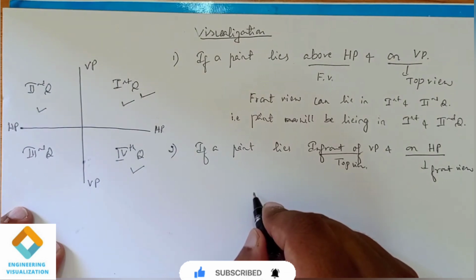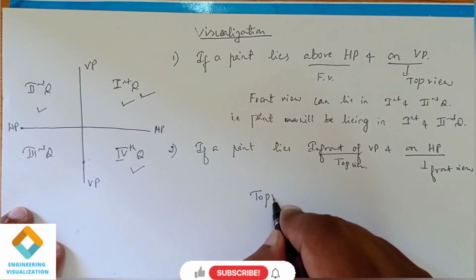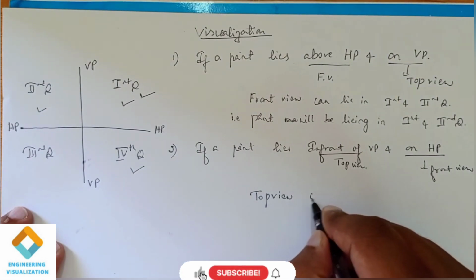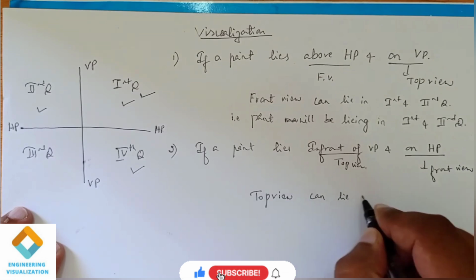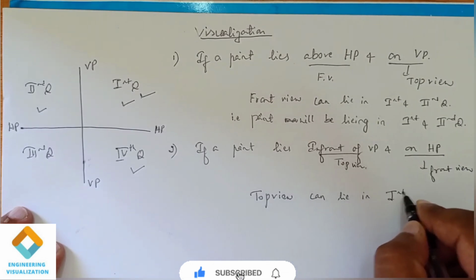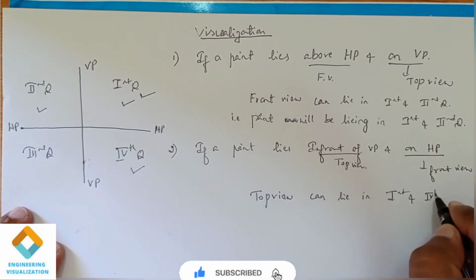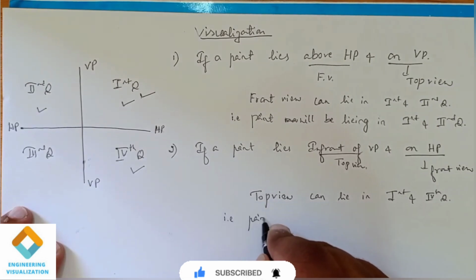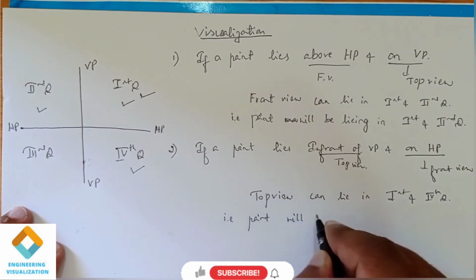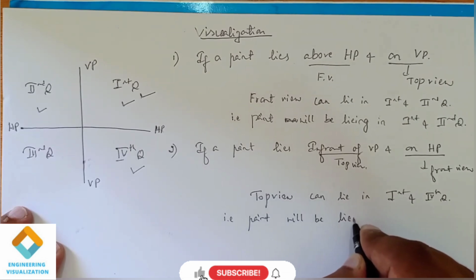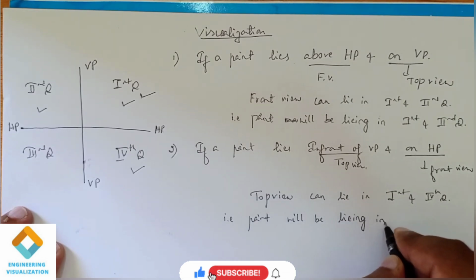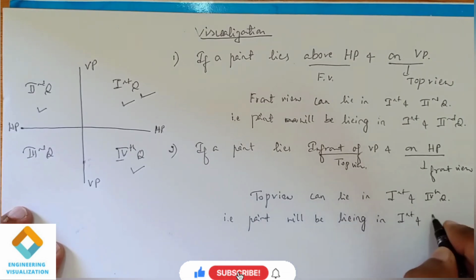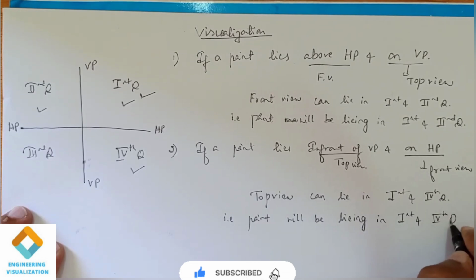So the top view can lie in first and fourth quadrant. So the point will be lying in first and fourth quadrant.